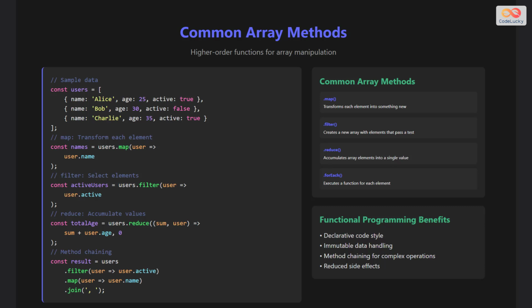The reduce method accumulates array elements into a single value, like here it returns the sum of all the ages. It is also possible to chain methods, like here we are filtering the active users, mapping them to an array containing names, and joining it using a comma. Using these higher-order functions promotes declarative code style, immutable data handling, method chaining for complex operations, and reduces side effects.